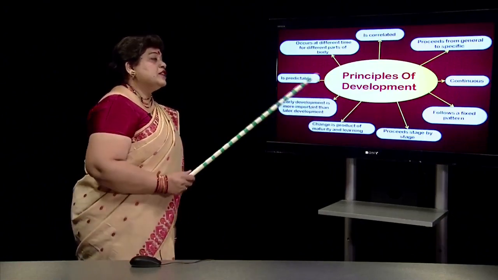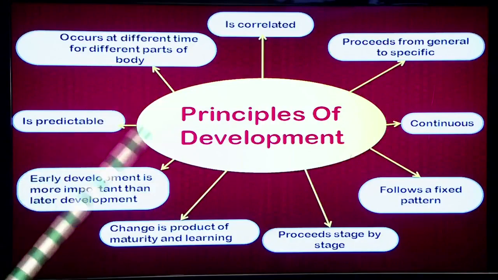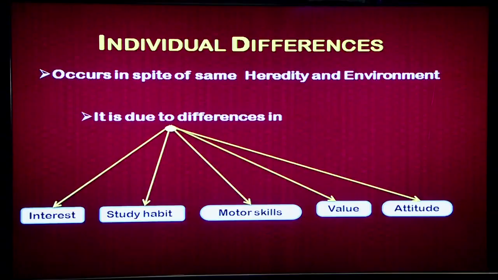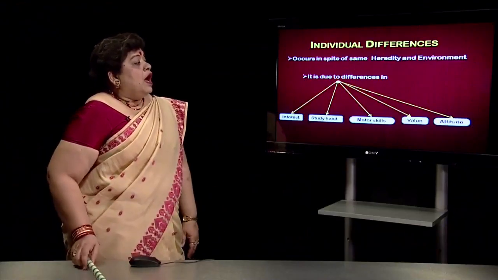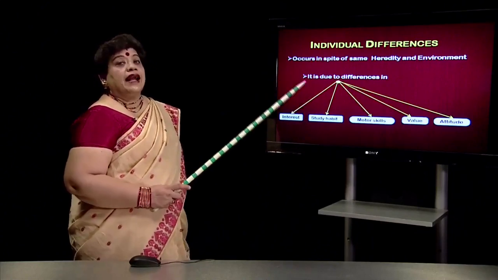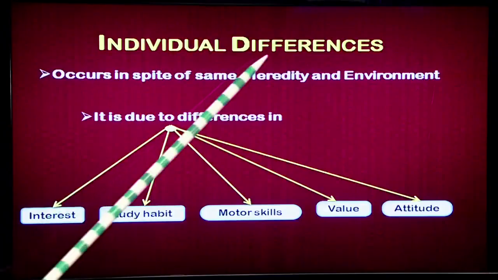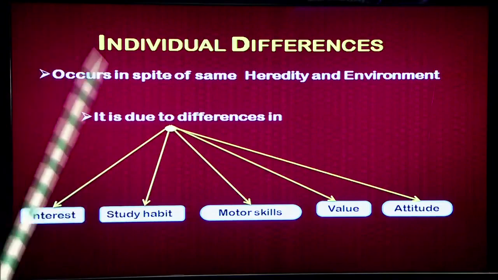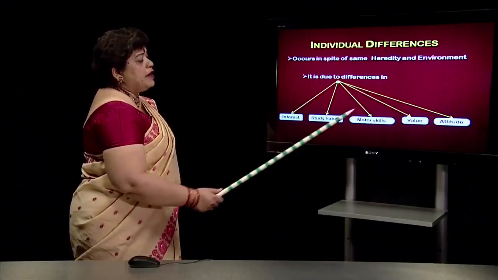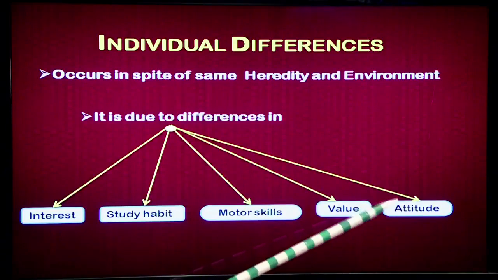And a principle which is very important is that development is predictable. We are able to tell what next development will happen. As you remember, in one of the earlier slides we had discussed that there are individual differences. If there is difference in environment, in heredity, these differences happen due to difference in interest, study habit, motor skills, value and attitude.